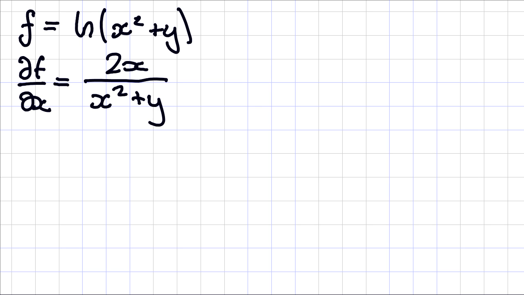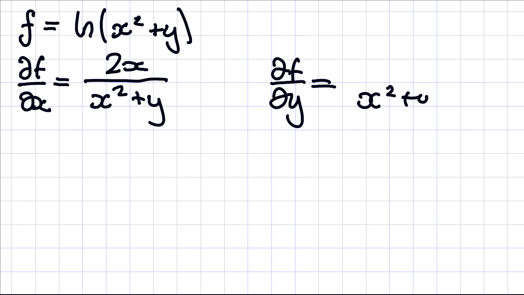Similarly, I can take the y derivative, df dy. So again, first I differentiate the function, 1 over x squared plus y, and now I differentiate the argument of the function with respect to y, and that just gets me 1.